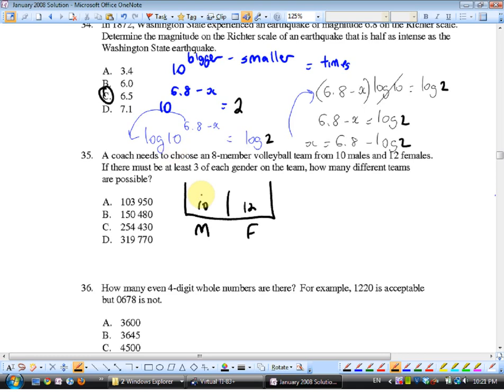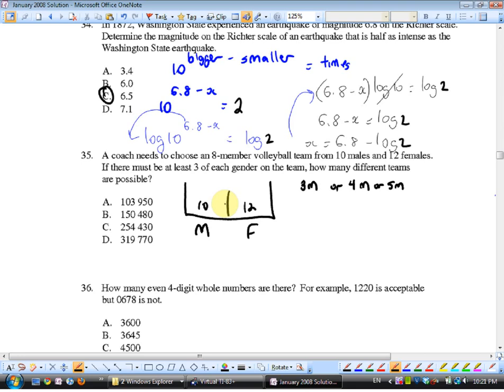Well, let's see. So I can have 3 males or 4 males or 5 males. I can't have 6 males because then that would give me only 2 girls, and I've got to have at least 3 girls. Does that make sense? Okay.